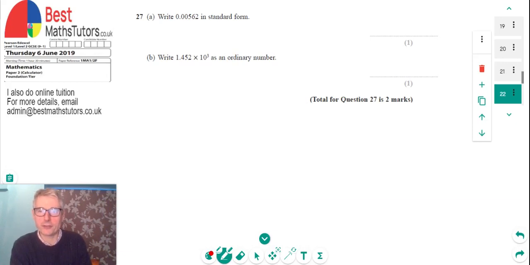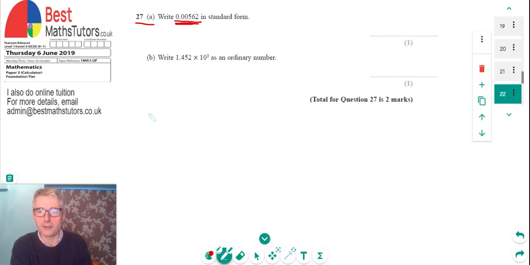Question 27 is a question about standard form. So standard form is a way of writing very big or very small numbers. So in this case, we've got to write this number, which is written in normal form, so ordinary form, how we would normally write it as a decimal, in standard form. So to be in standard form, we've got to have one number in front of a decimal point.